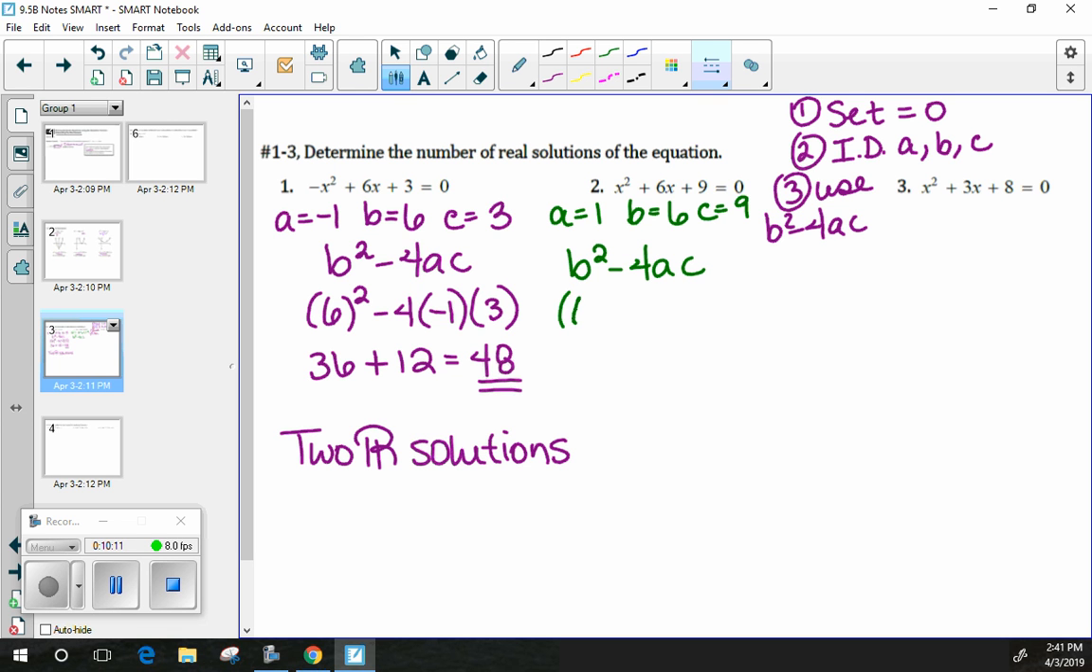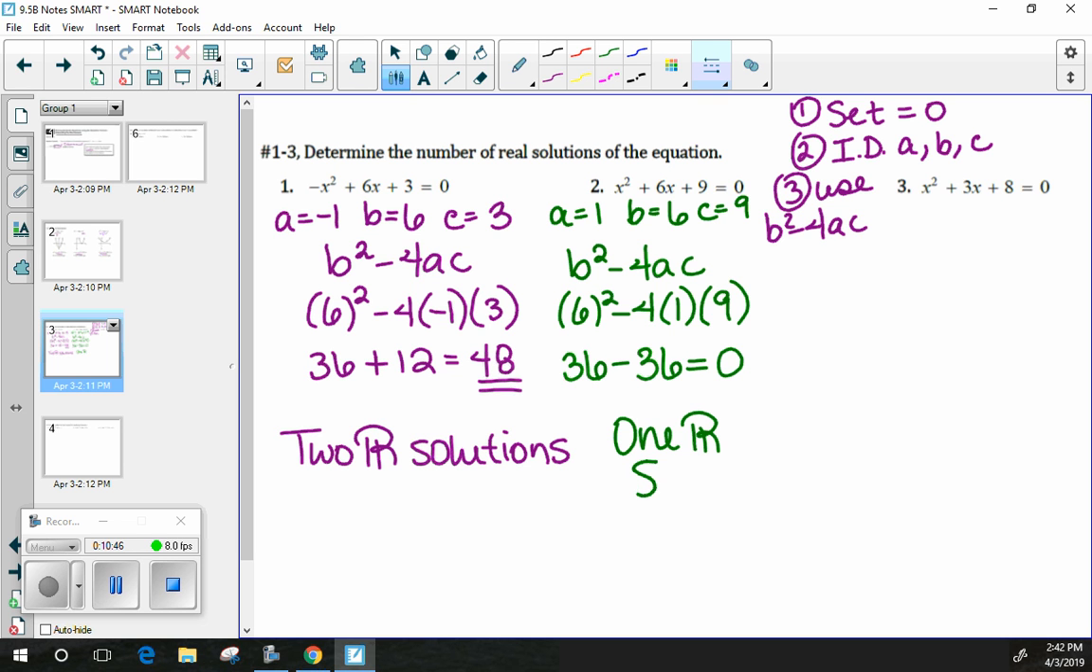So when we insert that, we get 6 squared minus 4 times that A value, which is 1, and the C value, which is 9. And again, 6 squared is 36. And minus 4 times 1, which is still 4, and then 4 times 9 is 36. What happens when we do 36 minus 36? 0. So when the discriminant is exactly 0, then how many solutions do we have? 1 real solution. Exactly 1 real solution.